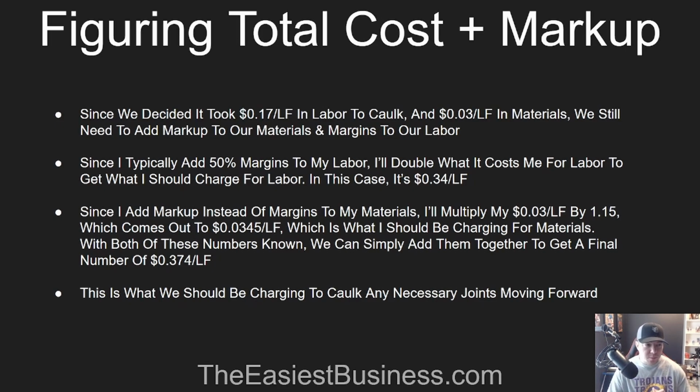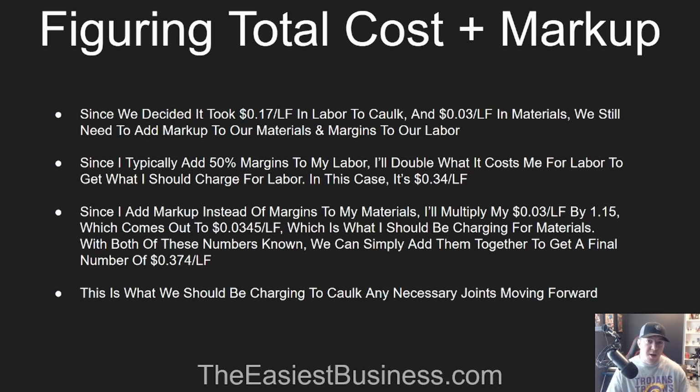So I typically add 50% margins to my labor. I'll double what it costs me for labor to get what I should charge for labor. So in this case, if it costs me 17 cents a linear foot, I'm going to charge 34 cents to the client per linear foot for just the labor.